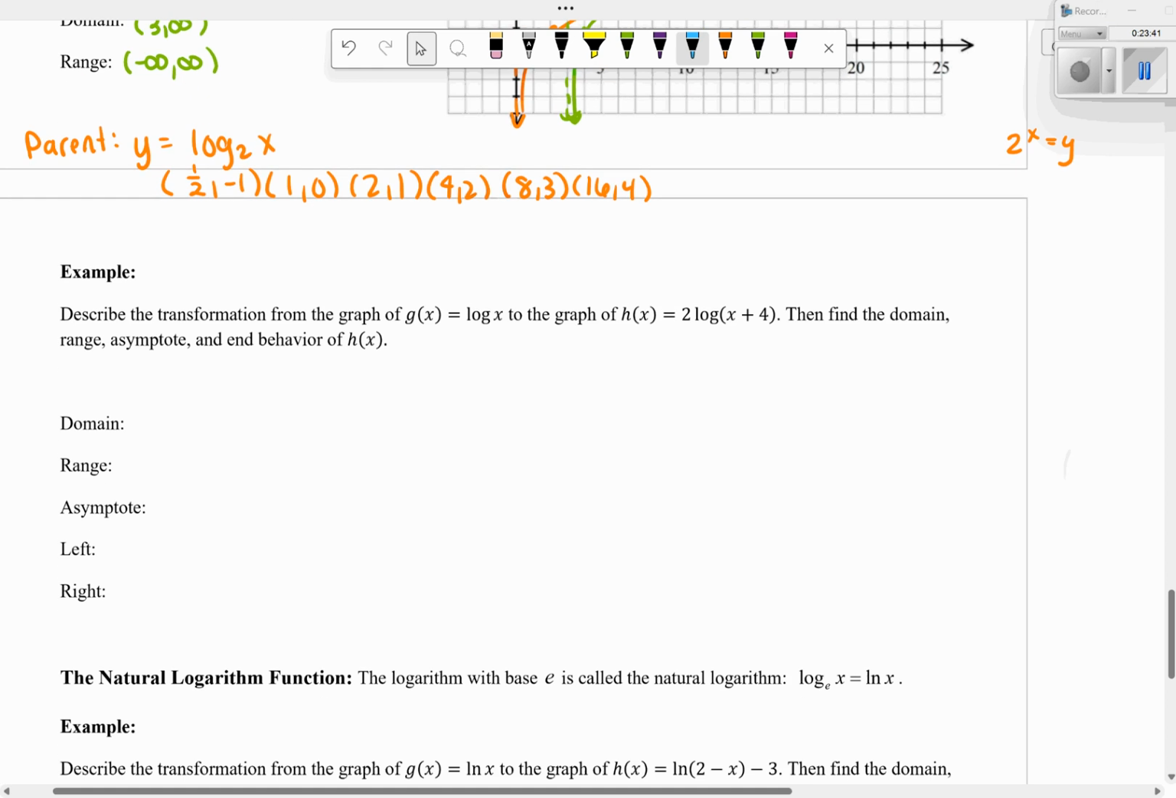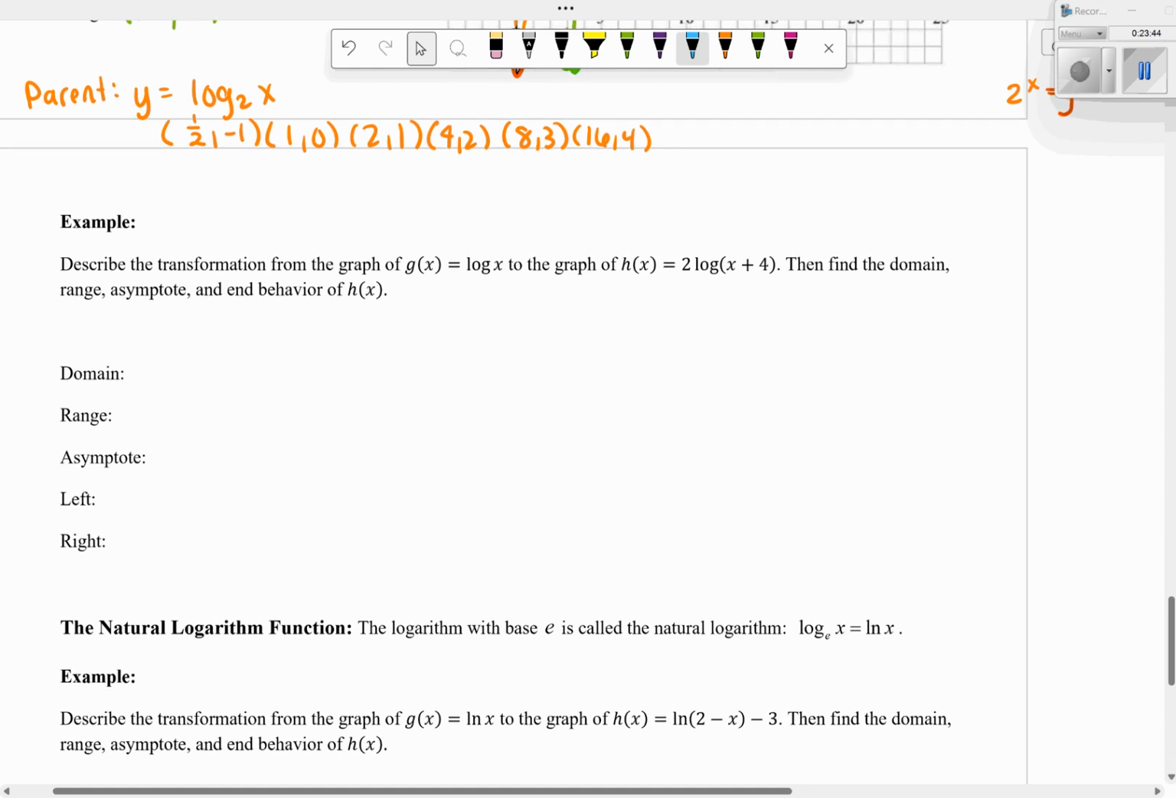All right, so let's look at the next example. It says, describe the transformation from the graph of g of x equals log of x to the graph of h of x equals 2 log of x plus 4, then find the domain, range, asymptote, and behavior of h of x. So remember when the base is not written, it's base 10. And so for this one, we're looking at the log base 10 and what type of transformations we are making.